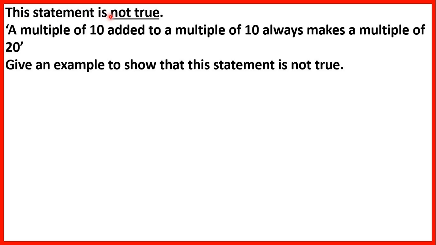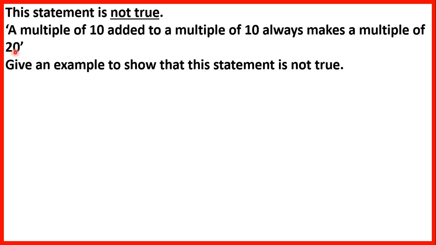This statement is not true. A multiple of 10 added to a multiple of 10 always makes a multiple of 20. Give an example to show that this statement is not true. So a multiple of 10 is a number that can be divided by 10 without giving a remainder, so a number in the 10 times table.